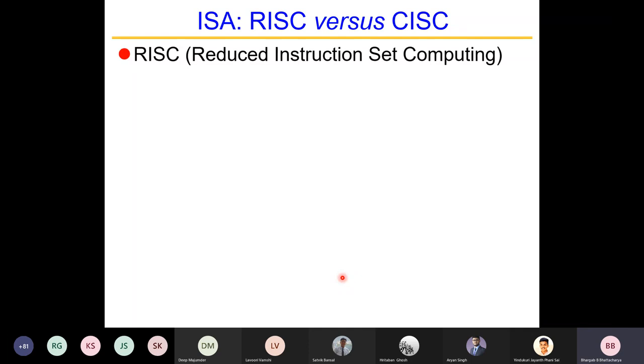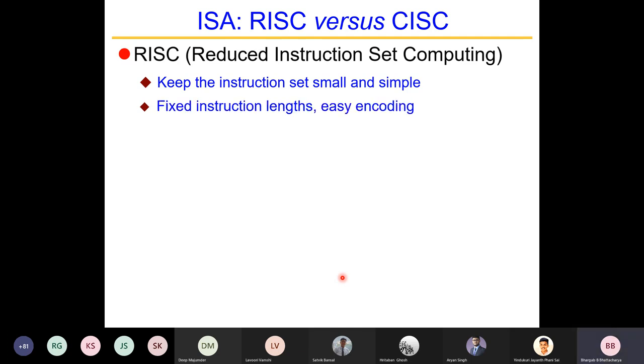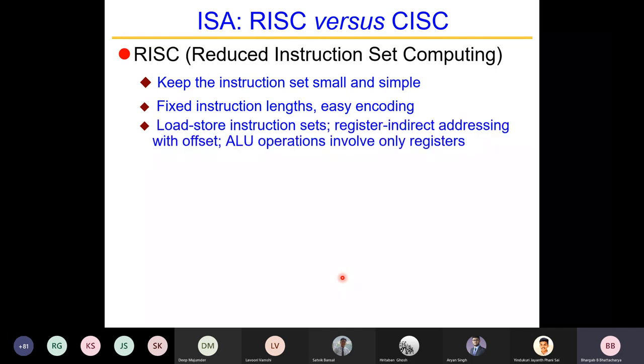Like RISC and CISC, you have heard about. RISC is reduced instruction set computing. The idea is to keep the instruction set small and simple so that the hardware becomes simpler. Keep a fixed instruction length. For example, in MIPS, all instructions comprise 32 bits, and therefore it enables easy encoding.